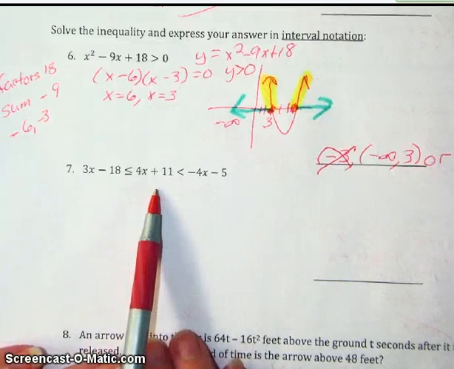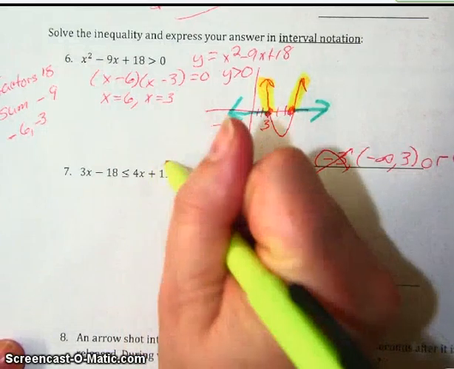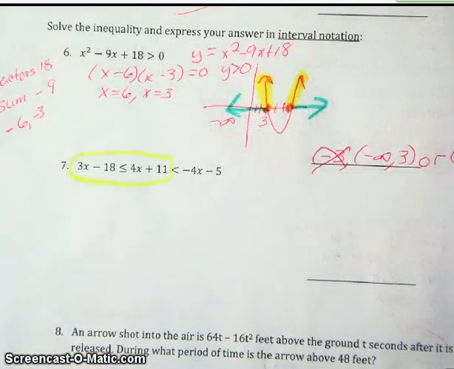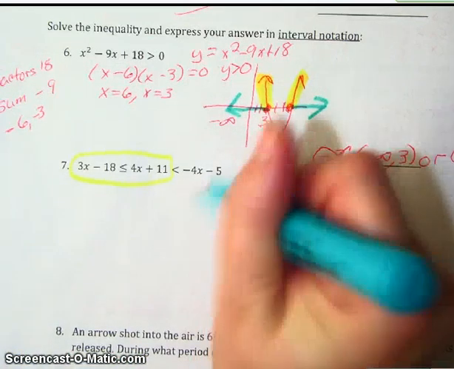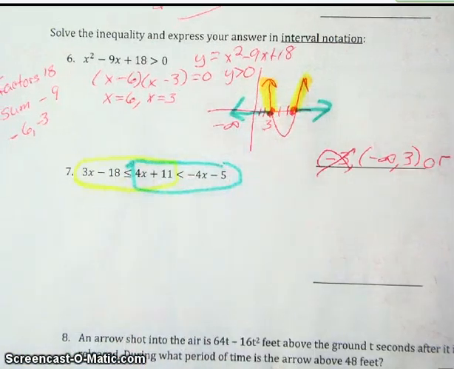Here I've got a compound inequality with x's all over the place. So break it up into 2. All right, I'm going to break it up into this yellow part. And then I'm going to break this up into the green part. And I'm going to solve both.